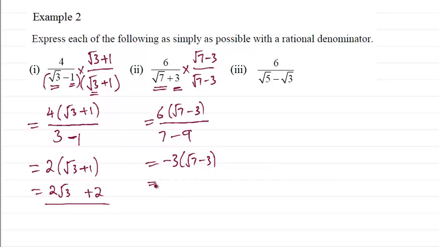or you can combine them together, so you will get 3 root 7, times 3 going to give you 9, then 3 minus root 7.